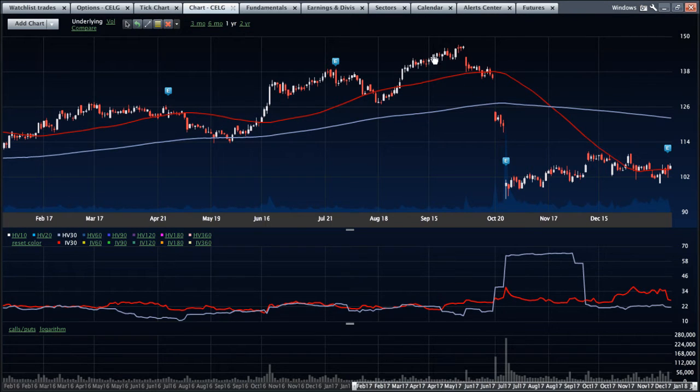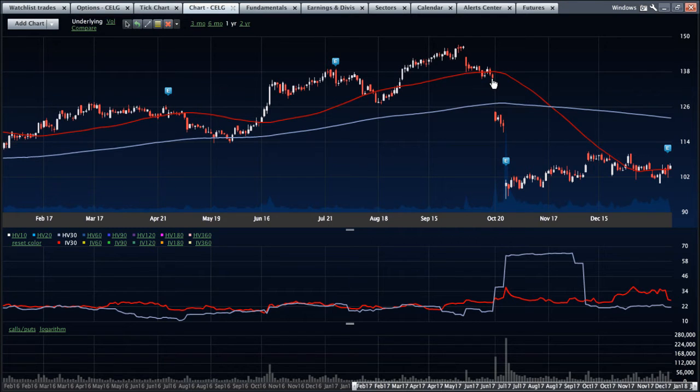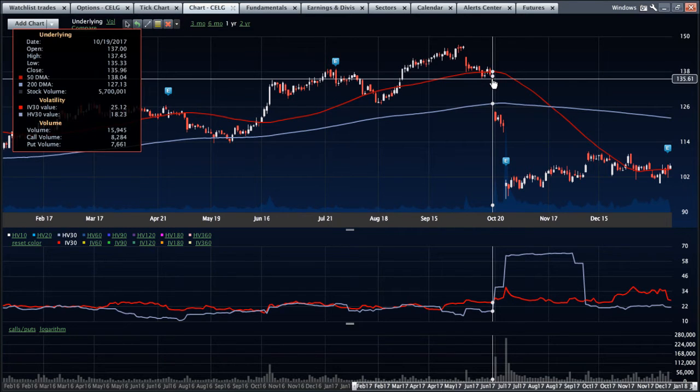All right, so right here is when Celgene announced that they were going to stop development of the Crohn's drug. Pretty familiar with that. My brother has Crohn's. So you see a huge gap down to 124 from 135. That's a big gap.